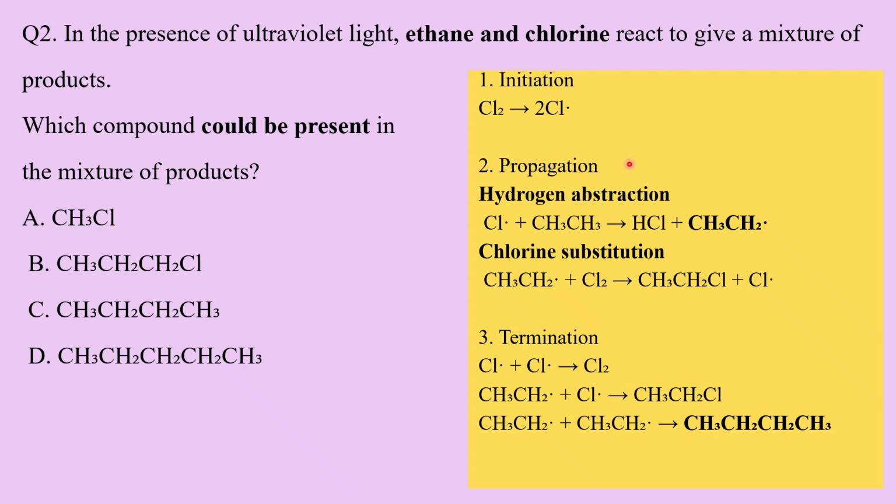Now let us cross-check the options given in the question. Here we have CH3Cl. Do we get CH3Cl in the products? No. Do we get propyl chloride by any chance? No. Do we get butane as a product? Yes. In the last step, the termination step, we get butane as a product. Are we getting pentane in the products? No. So this means the right option is butane. This is how you are going to solve the question.